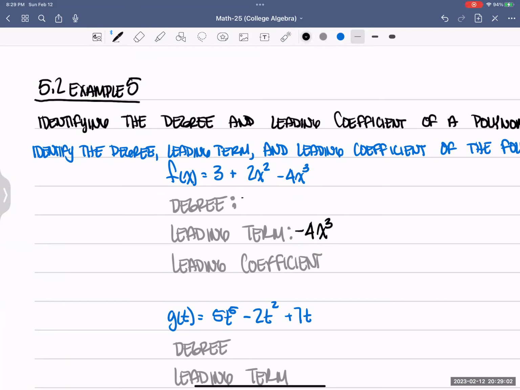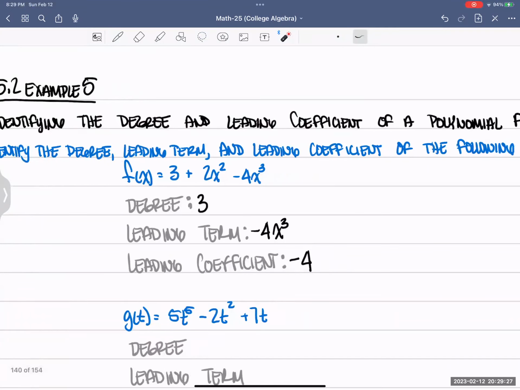So degree 3. And the leading coefficient is the coefficient in front of our leading term. So the leading term here is -4x cubed, and our leading coefficient here is going to be -4. And there we go. All of this information tells us our end behavior.